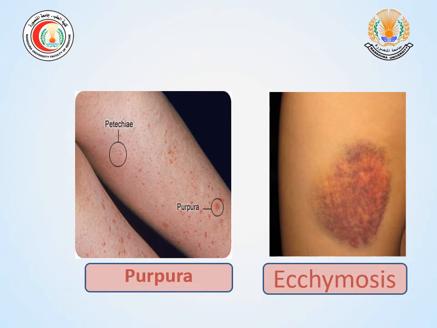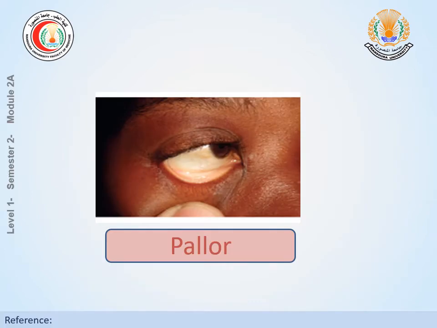Presence of purpura and ecchymosis denote that this patient may have bleeding tendency, and one of the causes of this bleeding tendency may be related to platelet disorder, either in number, thrombocytopenia, or function, which is thrombasthenia. Pallor is also one of the symptoms and signs of the presence of anemia. So the patient will be presented with pallor.